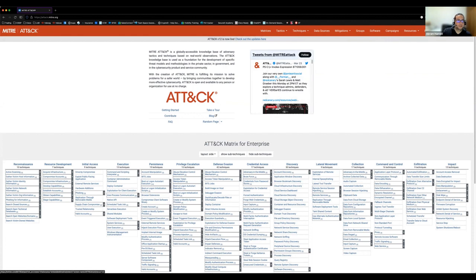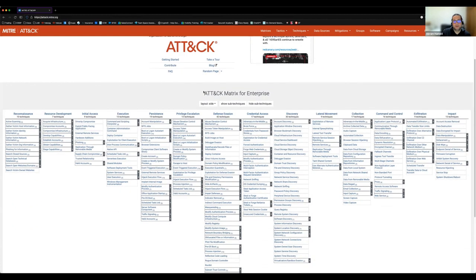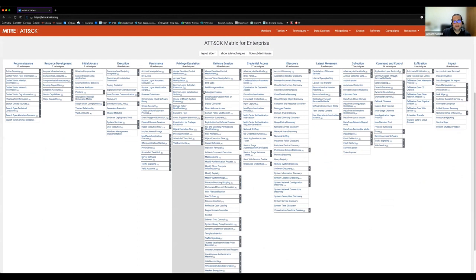Okay. So this is basically the MITRE website, which is attack.mitre.org. And once you go there, you would see all the matrix. It goes from the reconnaissance phase up to the impact phase, and those are the tactics. And then it would show you what kind of techniques are under those tactics.